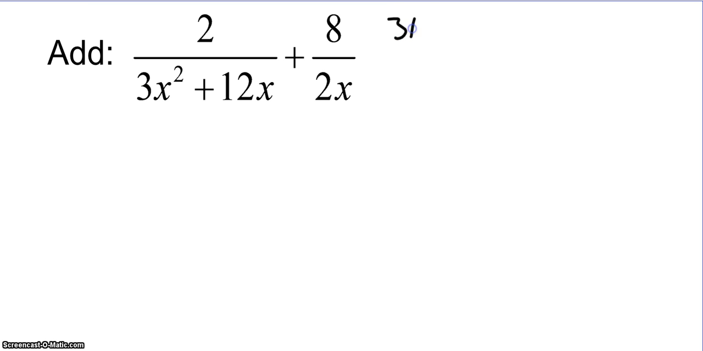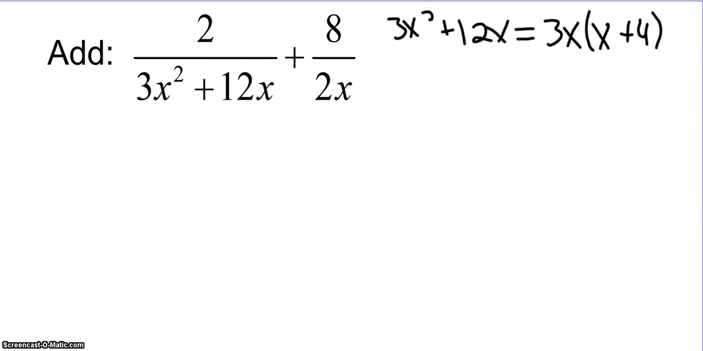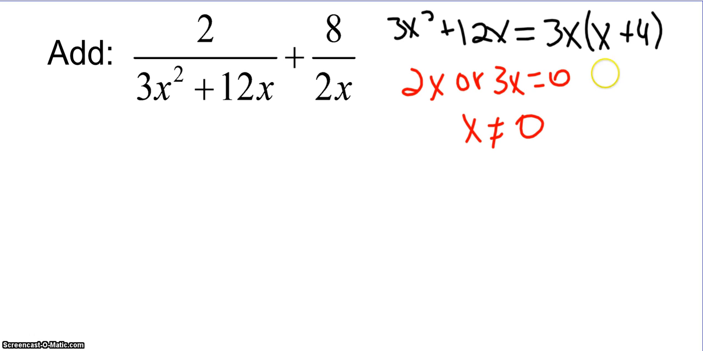So I have 3x squared plus 12x. This has a GCF of 3x. When I take out a 3x, I have x plus 4. Looking at both of my problems, I have a 2x and a 3x. No matter what, for my restriction, I'm going to have 2x or 3x equals 0. Both of them will give you x cannot equal 0. Then the other one, I have x plus 4 equals 0, so x cannot equal negative 4. Those are both your restrictions.